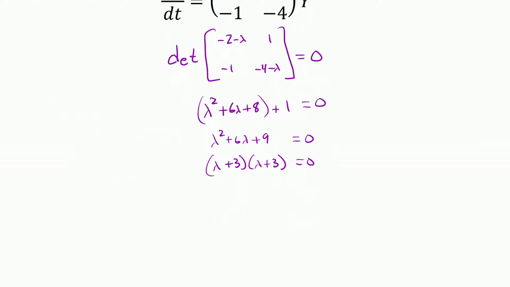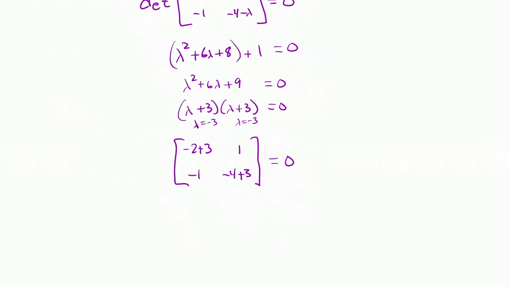So for the first eigenvector, we're going to do this. Let's see, -2 minus 3, -1, -4 minus 3. Is that right? It doesn't seem right. It's a plus 3, of course, because lambda is -3. Sorry, that's so dumb. Okay, that's better. And this is going to be V1, V2.